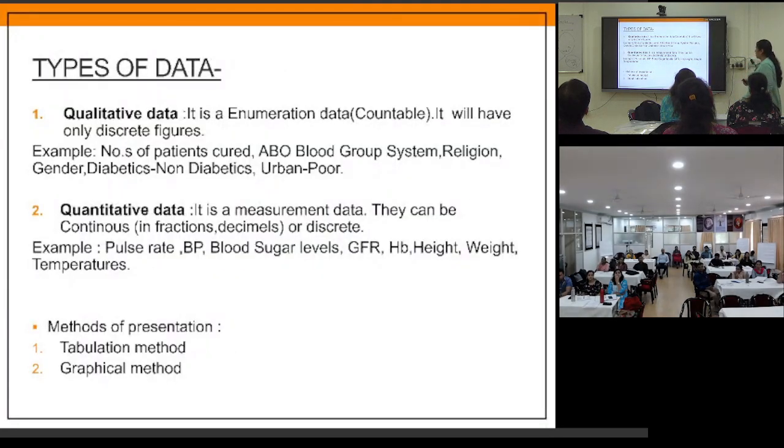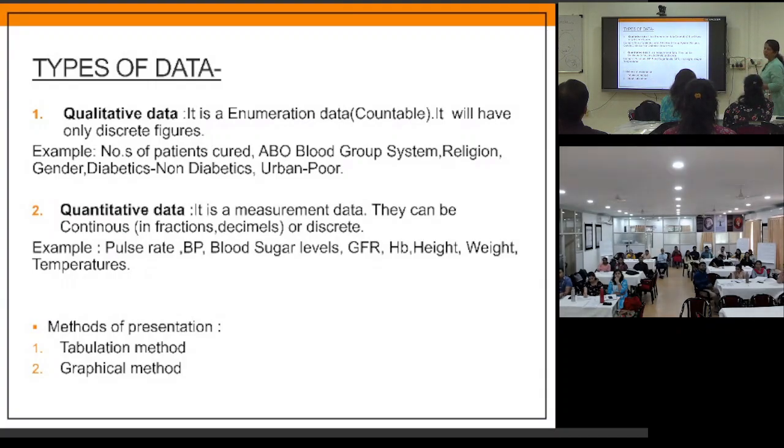Then as I said, qualitative and quantitative. So qualitative is enumeration data, which is countable. It will have only figures. Okay. Generally this is asked like what are the types of data. If a short note comes, you have to write these things. Number of patients cured, ABO blood group, religion, Hindu, Muslim, Sikh, there is no quantity attached to it. It is just a number, countable things.